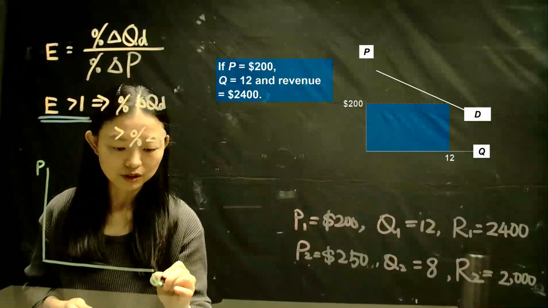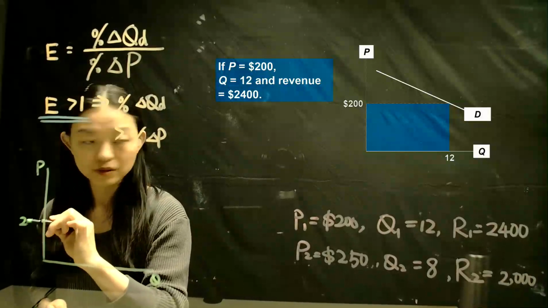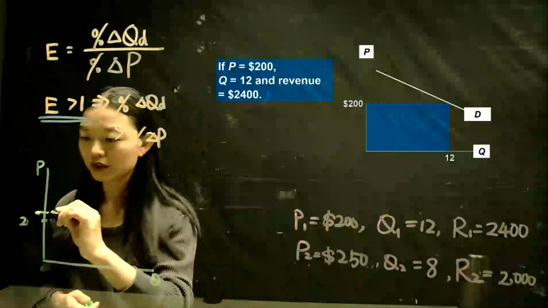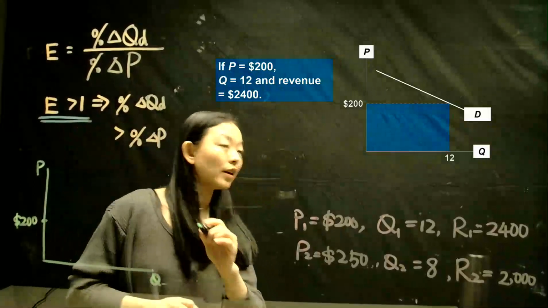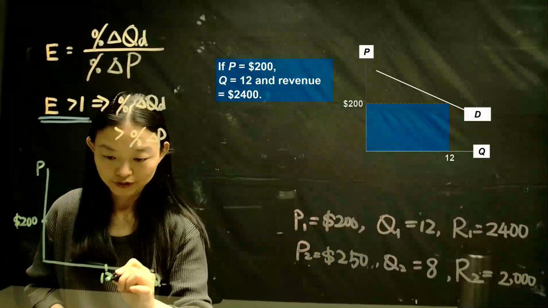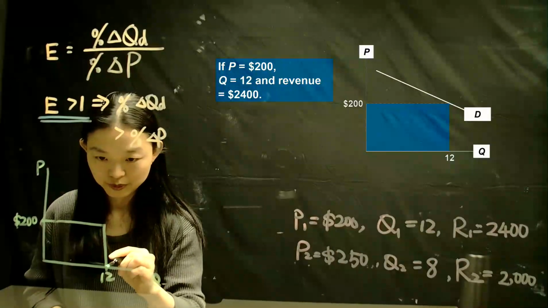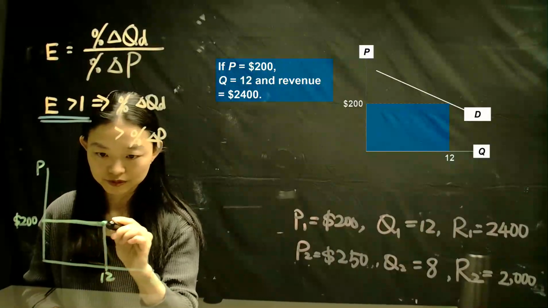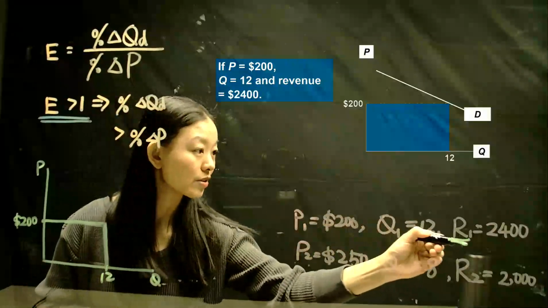Price, quantity. $200, okay? This is $200. And then we have 12 units. So first, this part will represent our total revenue from our first case.